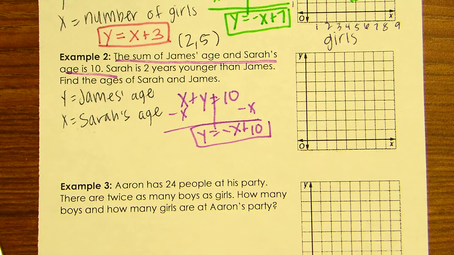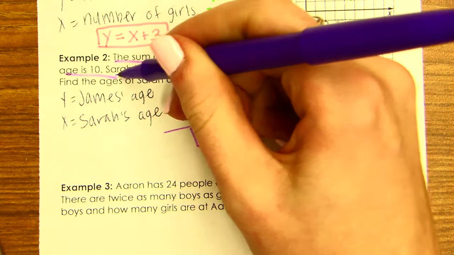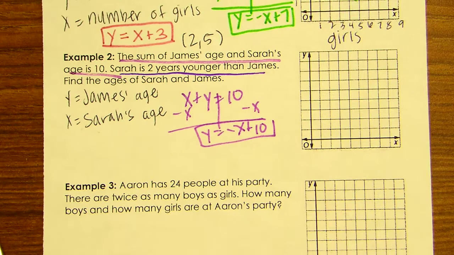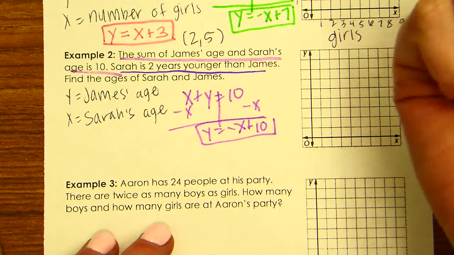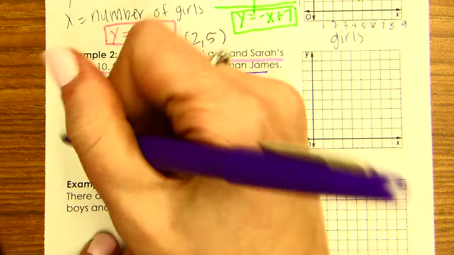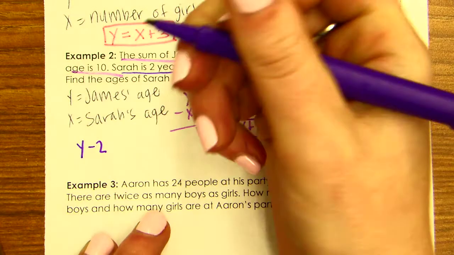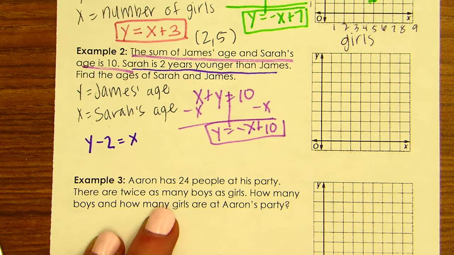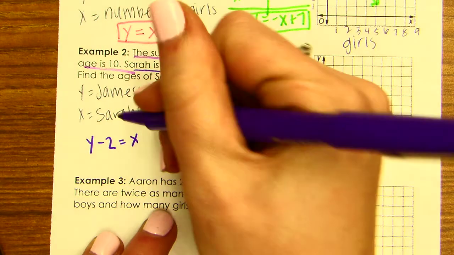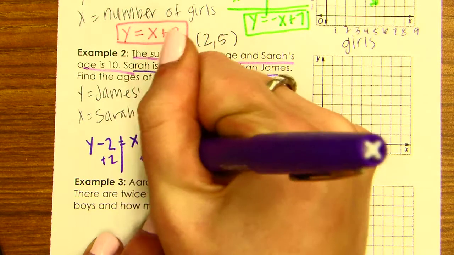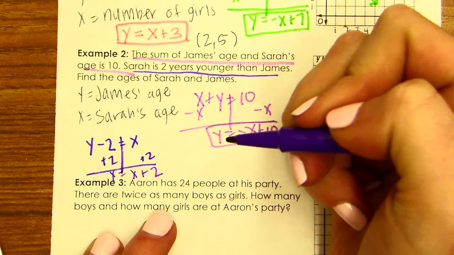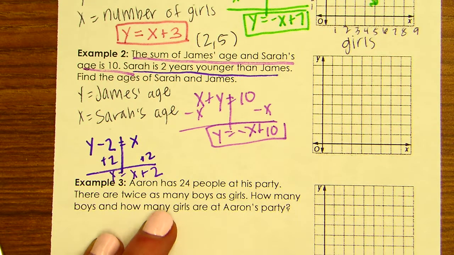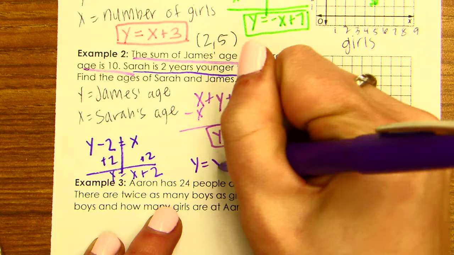Then I'm going to write the other equation saying Sarah is 2 years younger than James. So I would say, James' age minus 2 years younger than James, is Sarah's age. The problem is this is not in slope-intercept form, so I'll add 2 to both sides. So I have y equals x plus 2. That is in slope-intercept form, so I'm ready to graph it. I'm going to write it over here a little bigger so it's easier to see.